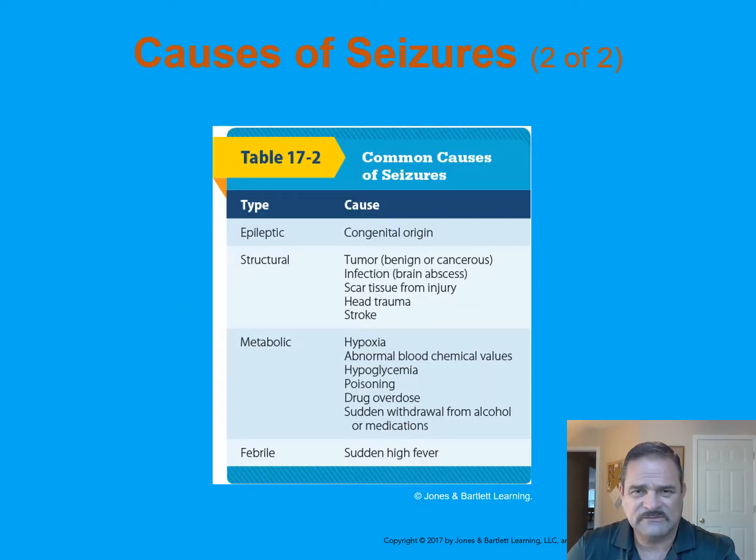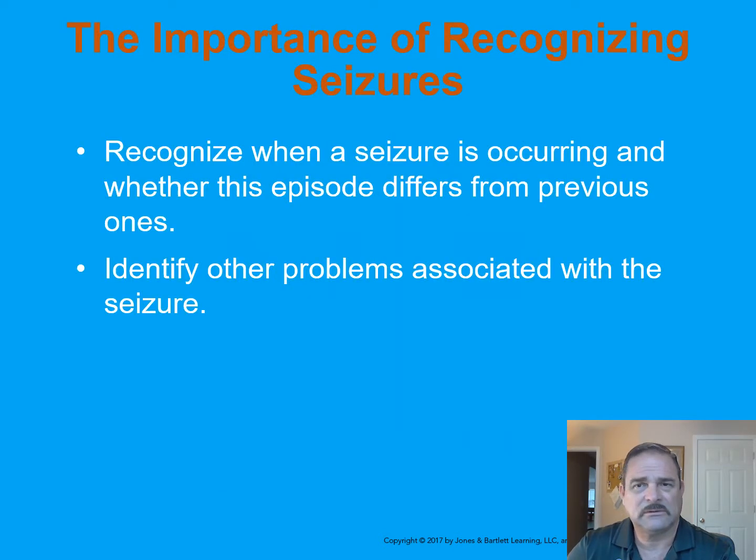All right, so table 17-2, common causes, type: epileptic, structural, metabolic, and febrile. It's a nice table. This is slide 39, table 17-2 in your book. All right, so the importance of recognizing seizure: recognizing when a seizure has occurred, whether the episode differs from previous ones, identifying other problems associated with it, and you're basically just protecting their airway and protecting them from harm as the seizure runs its course.